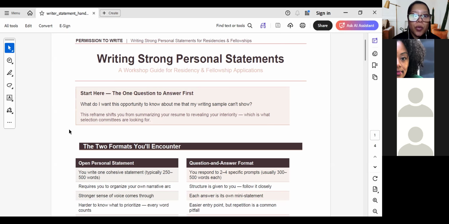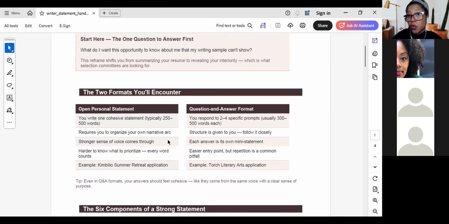And so when you ask yourself this question, it shifts you from summarizing your resume to more of your interior. Who are you as a person, as an artist, and why is this work important to you? That is something a writing sample can't tell them. There's two formats that I've seen, and if there's more, it's just beyond my knowledge bank at this point.